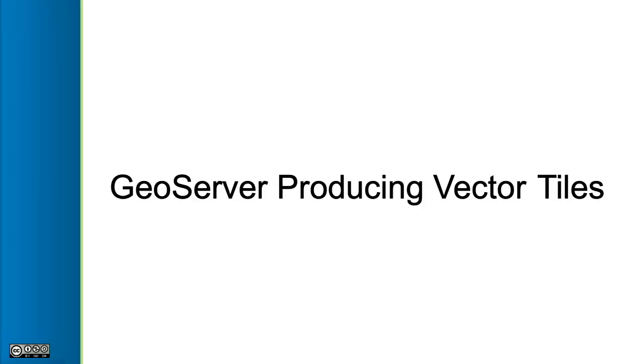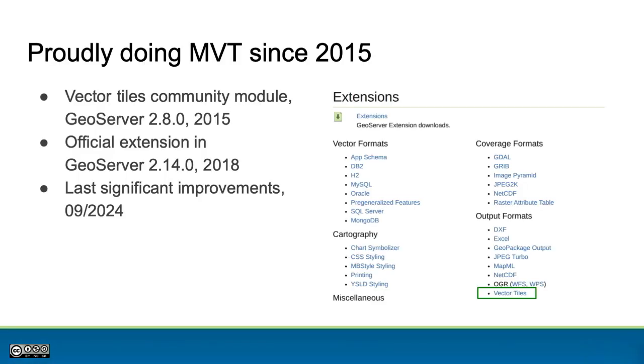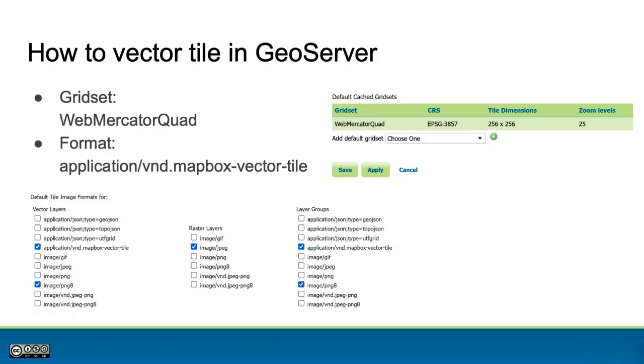So how does GeoServer go about producing vector tiles? Or how do you, using GeoServer, produce vector tiles? We've been doing vector tiles since 2015. My coworker David Blasby did the first release. It is an active community module. It graduated to an extension in 2018, and it does see periodic investment. So the last significant improvements were done in 2024. This is a normal GeoServer extension you can download and install.